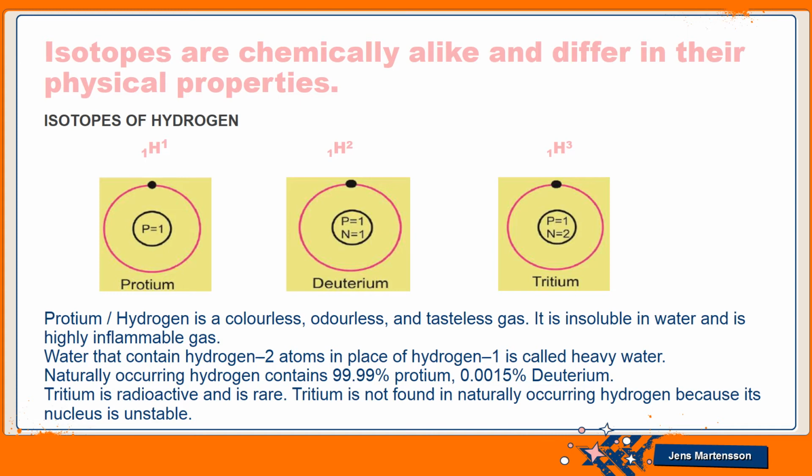And the second isotope of hydrogen, in which the number of neutrons is 1, is indicated by H-2. So when hydrogen-2 atoms are present in water, that water is called heavy water.